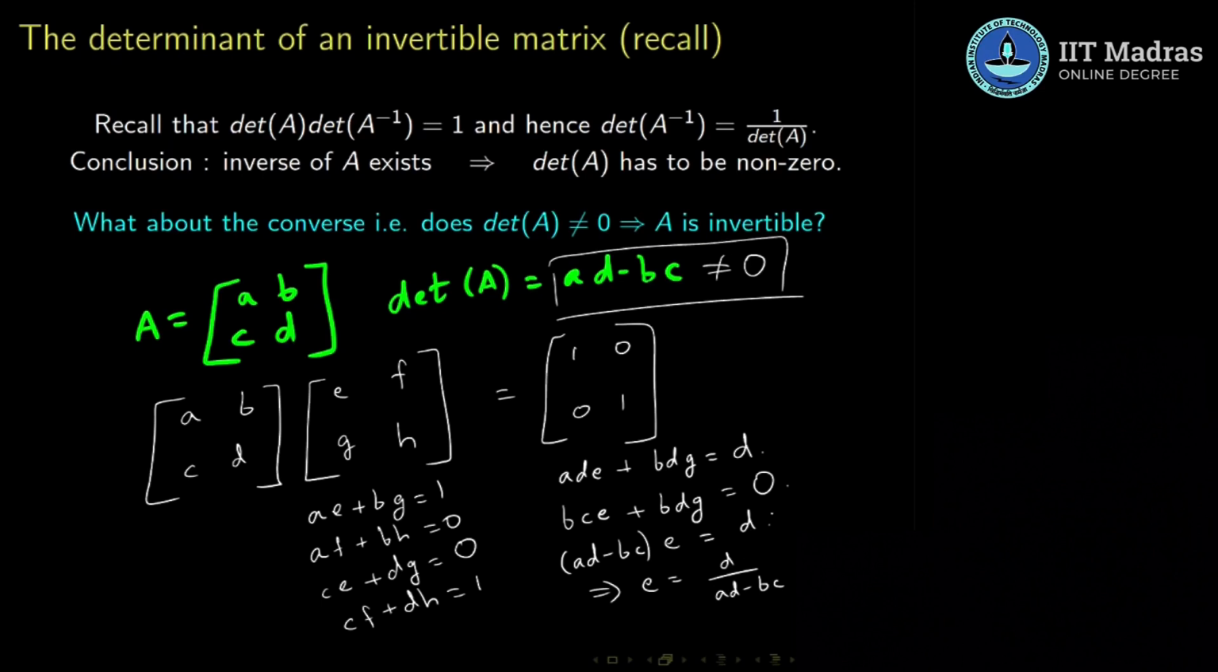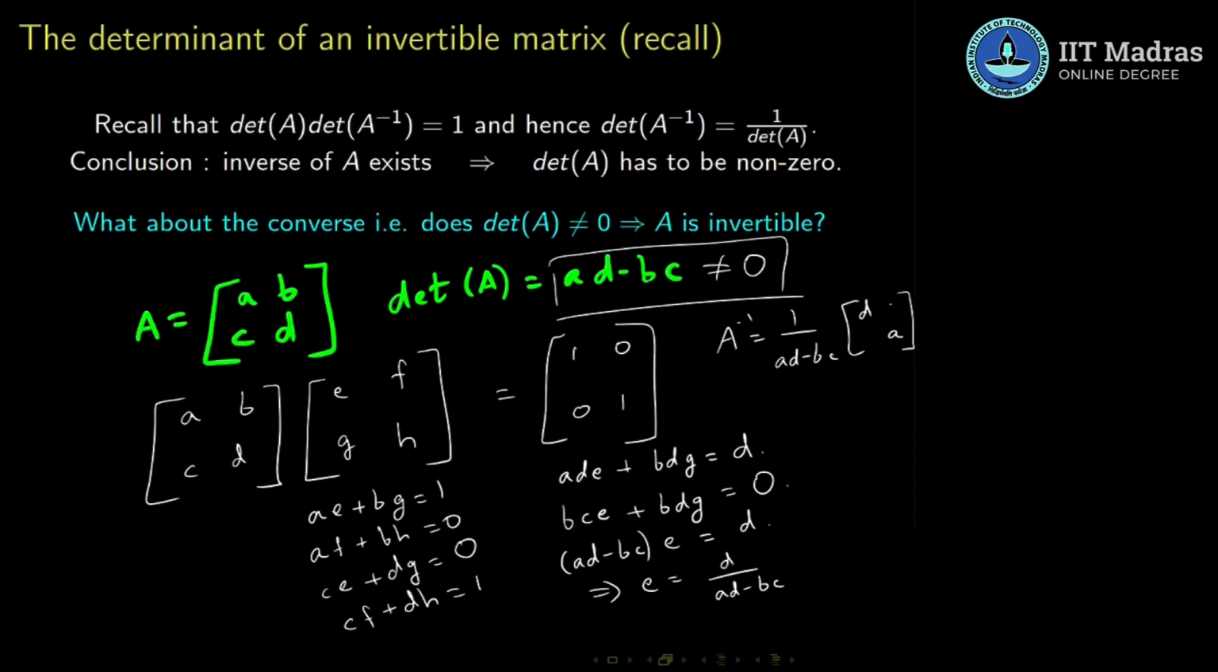Okay, and then you can work out the rest. So, from here what we will get is that the inverse of A has this form. So, it is 1 by AD minus BC times the matrix D, minus B, minus C, A, and I hope my signs are correct.